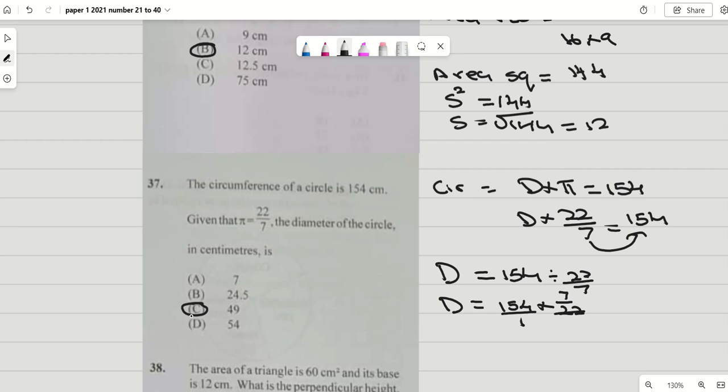2 goes into 22, 11. 2 goes into 154, 77. 11 into 11 is 1, 11 into 77 is 7. 7 by 7 is 49, so your answer is C.